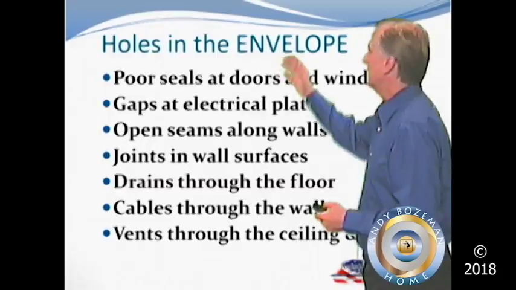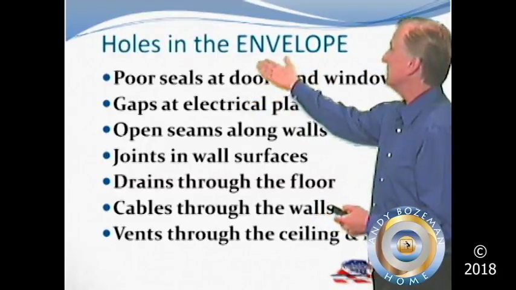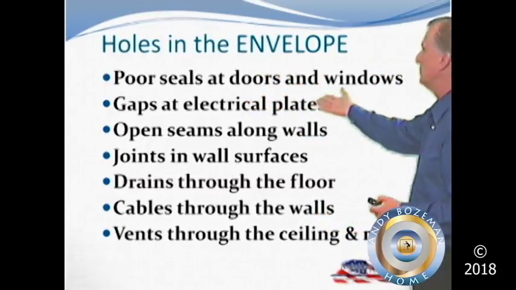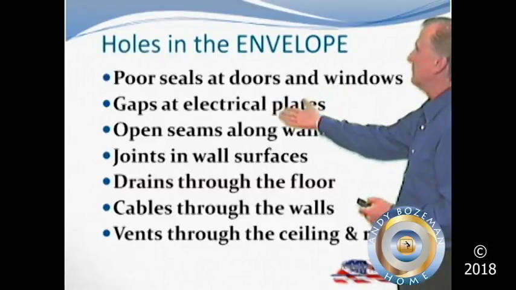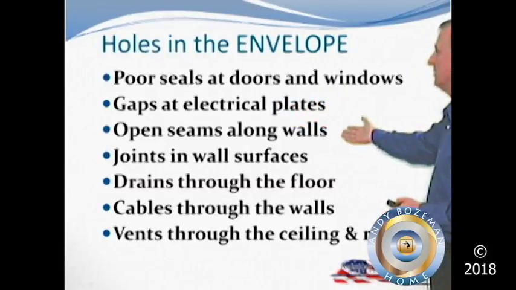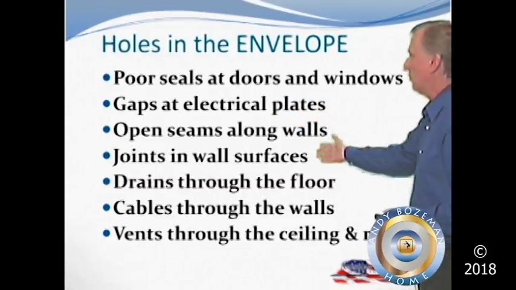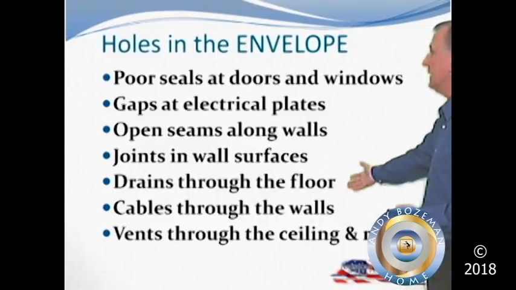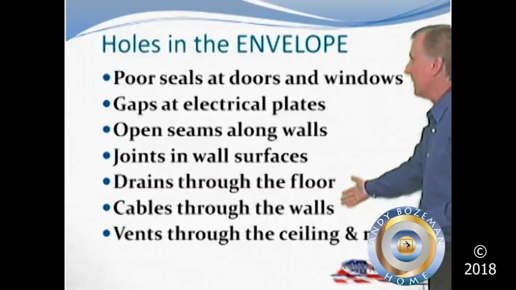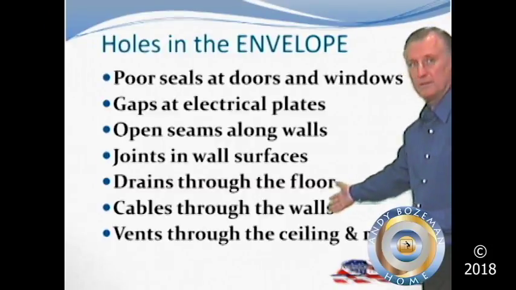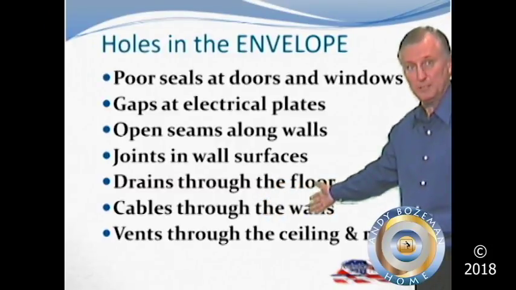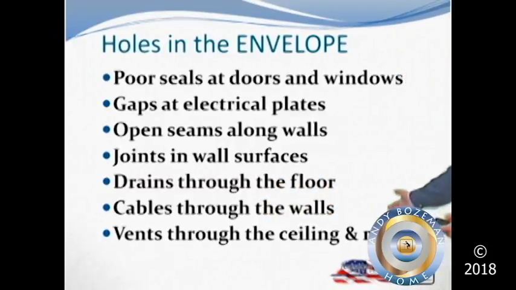This infiltration occurs, and these holes are poor seals in doors and windows, gaps at electrical plates, open seams along walls, joints in wall surfaces that are open, drains through the floor that are not sealed, cables that come through the walls and the cabling is not sealed at the penetration in the wall, and then vents that come through the ceiling and the roof.